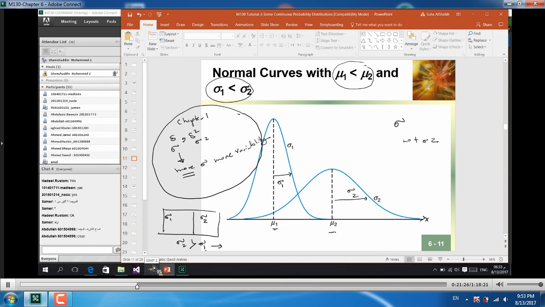Sometimes they may ask you to explain the result that you have. So two distributions with one sigma more than the other means the variability is more for the second one. Okay.